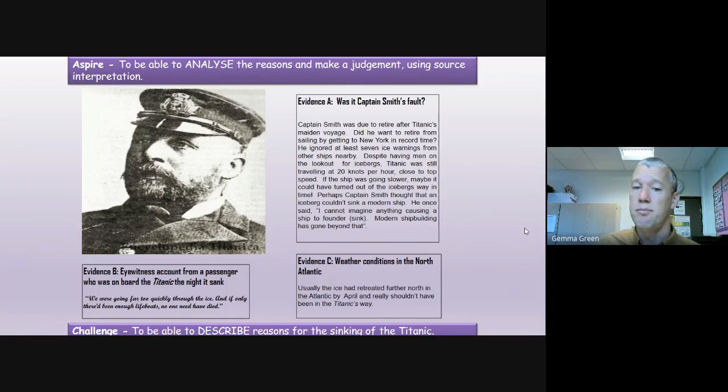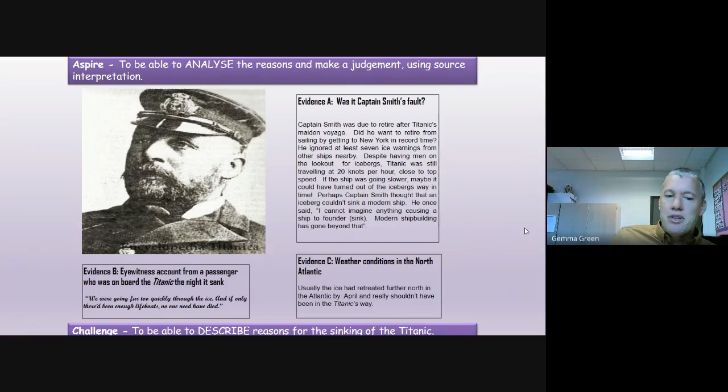If the ship was going slower, maybe it could have turned out of the iceberg's way in time. Perhaps Captain Smith thought that an iceberg couldn't sink a modern ship. Perhaps he did think it was unsinkable, as the owners had claimed. He once said, "I cannot imagine anything causing a ship to founder or sink. You can't imagine a ship to sink. Modern shipbuilding has gone beyond that. We just don't have sinking ships anymore. They're that strong, they're well built."